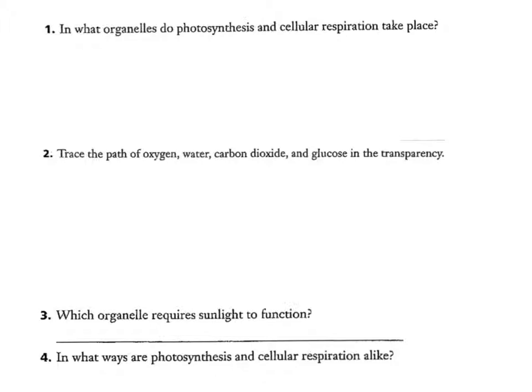All right, let's look at the first question. Question number 1. In what organelles do photosynthesis and cellular respiration take place? This is super, super easy. So photosynthesis obviously takes place in chloroplasts. And then obviously cellular respiration takes place in mitochondria.